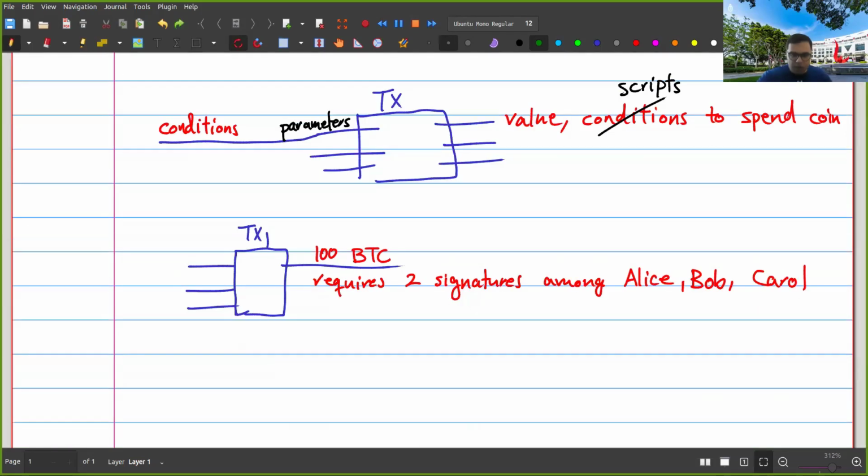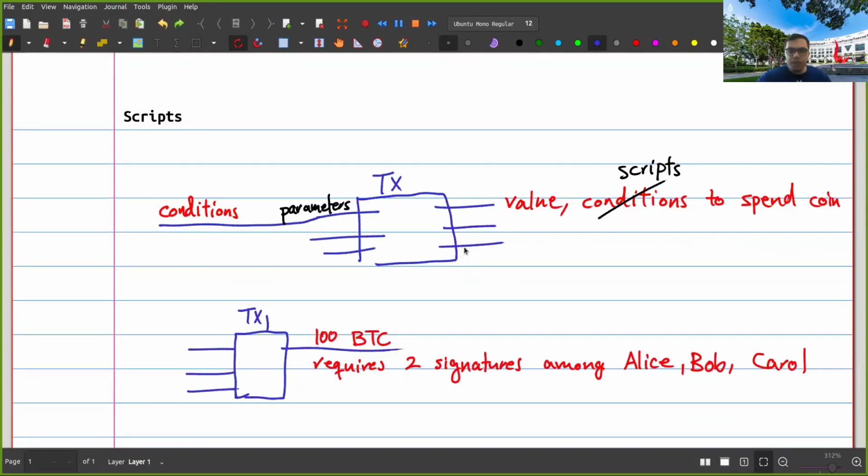Now, we saw one example before. We have 3 friends who have some money and they want to be able to spend it only if a majority agrees. So this would require 2 signatures among Alice, Bob, and Carol. Now, in this course, I'm not really going to get into the details of Bitcoin scripting, because very soon we're going to switch to Ethereum, and in Ethereum we have a much more general programming language for writing scripts and writing smart contracts.